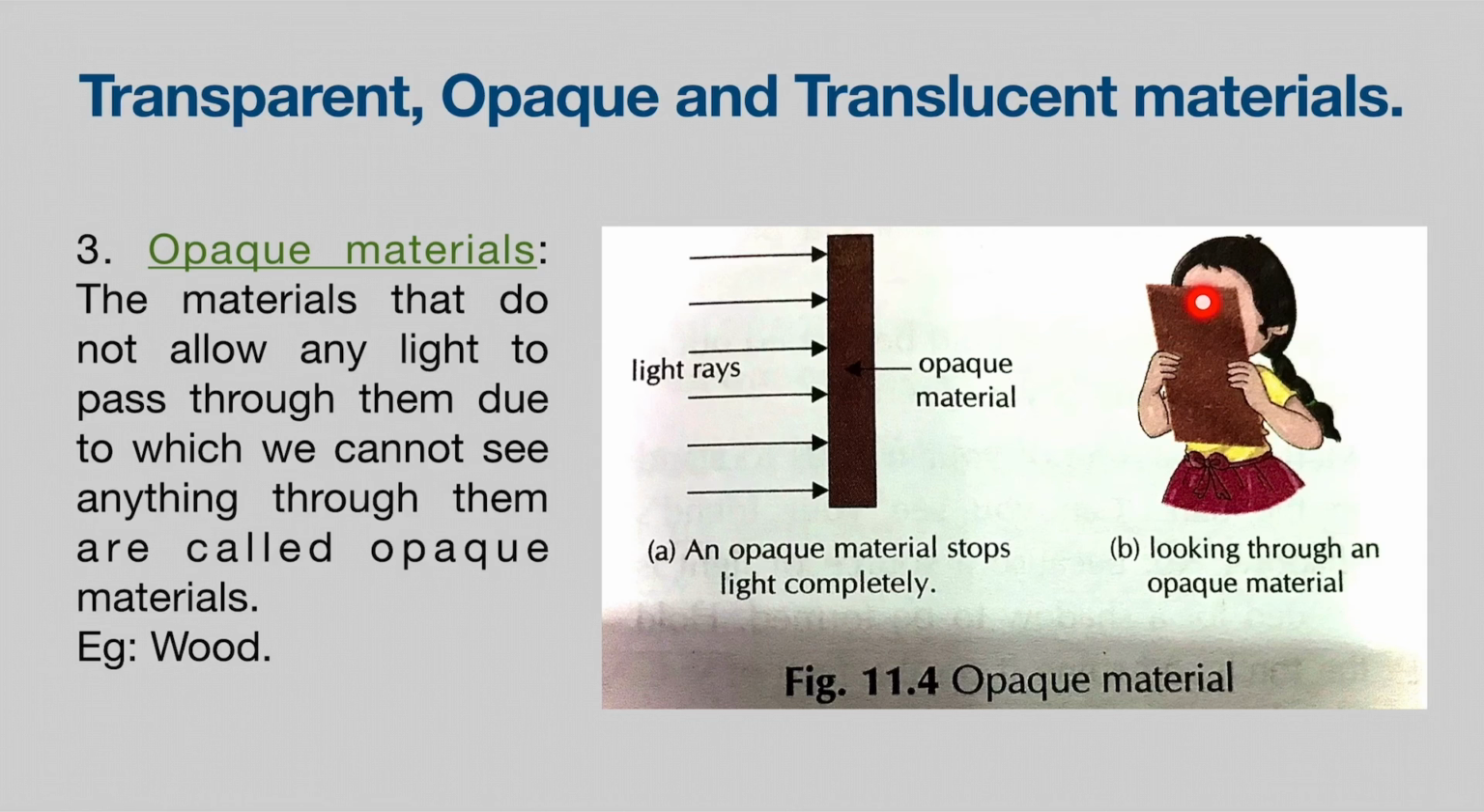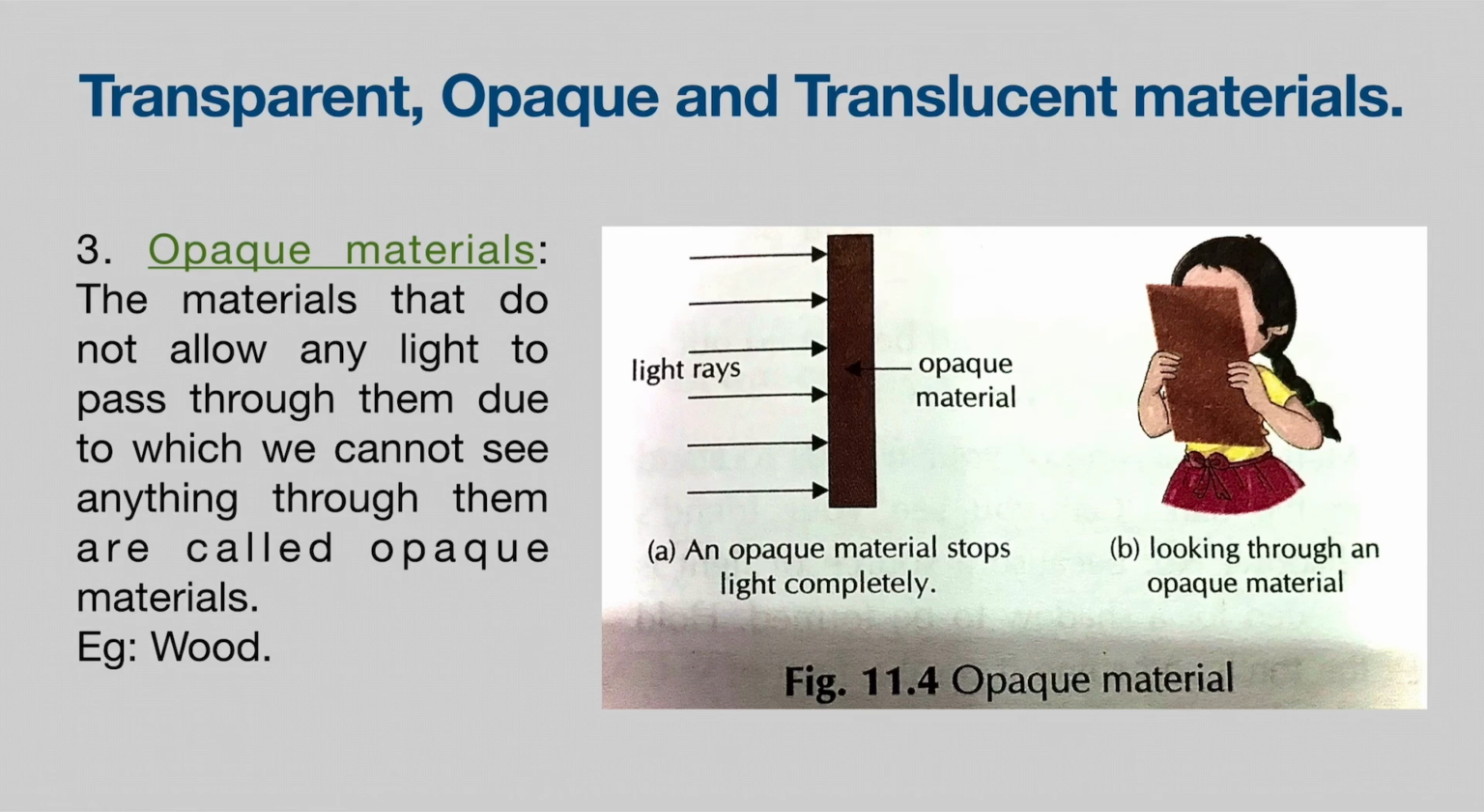She is holding a piece of wood over here, right? And we know that we cannot see through wood, so we can apply the logic that light is not able to pass through this wood. That's why we are not able to see her face.